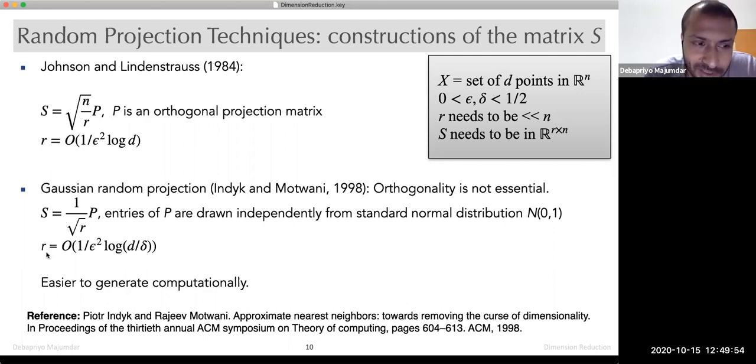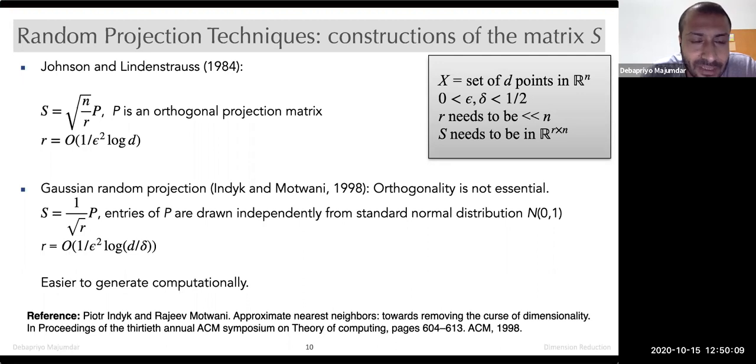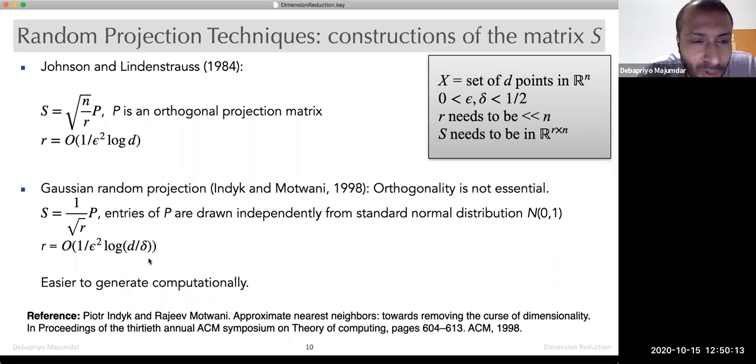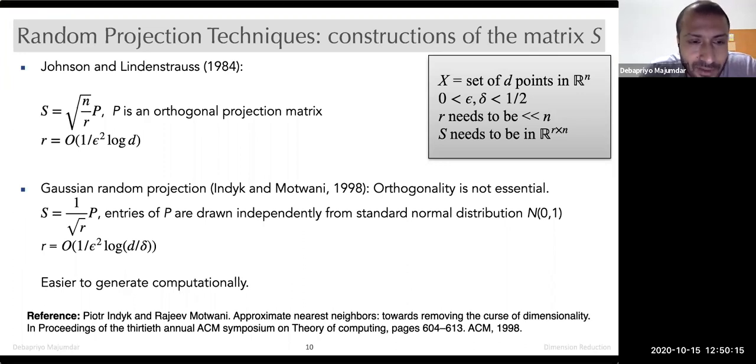Well, they had to sacrifice a bit in R though. What happened here? R has to be a bit larger, of the order of 1 by epsilon square log of d by delta. So R has to be a bit larger. What does this mean? Well, delta equal to 1 is not enough, right? If delta equal to 1, you can do this with probability 1 minus delta, that means probability 0.